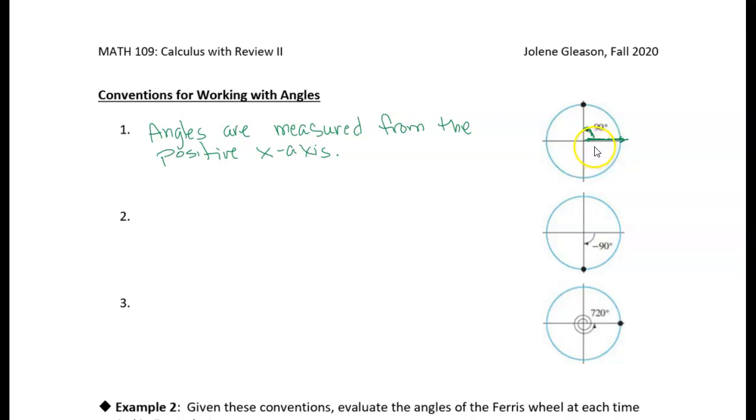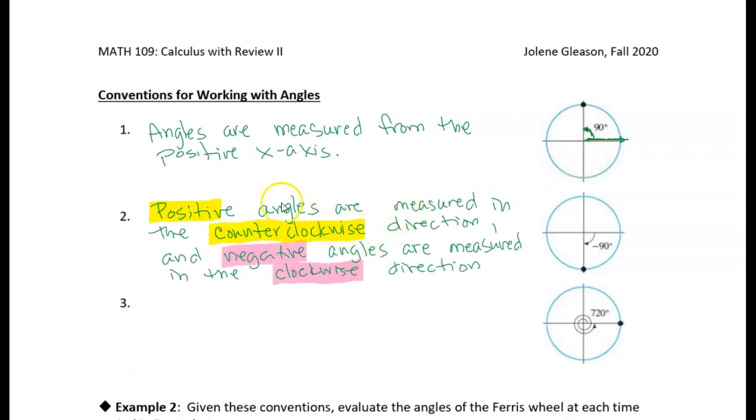Angles are also measured in the counterclockwise direction. So positive angles are in the counterclockwise direction, and negative angles would be the opposite of that, in the clockwise direction. All right, so just remember, positive is counterclockwise, negative is clockwise. Okay, so here's an example of a negative angle. Negative 90 degrees means it's measured in the clockwise direction from the positive x-axis. Okay, so that's the next convention.